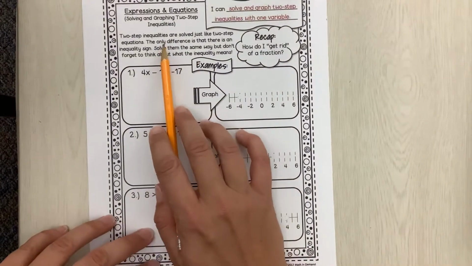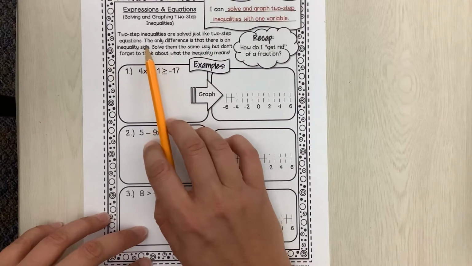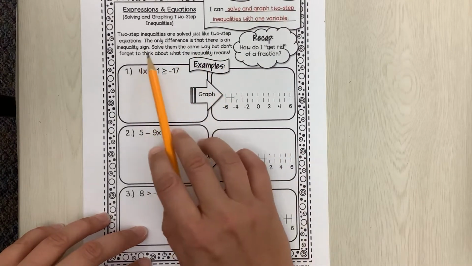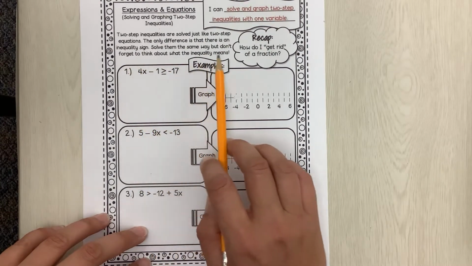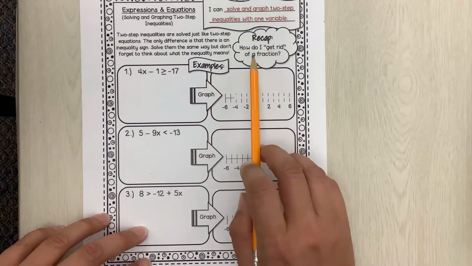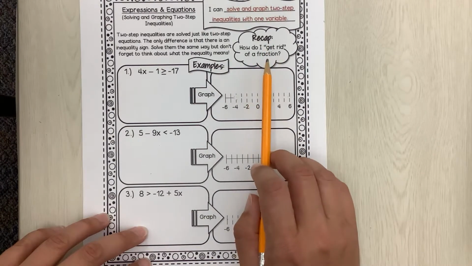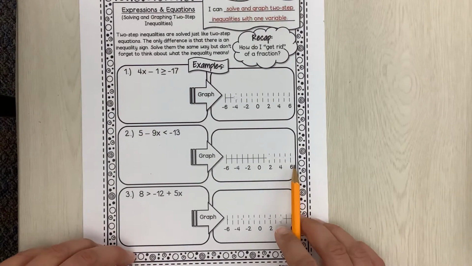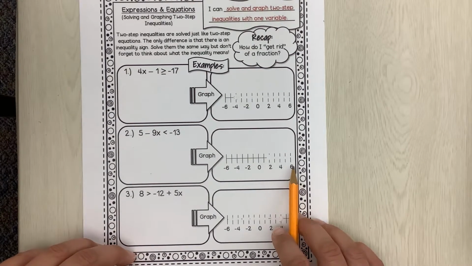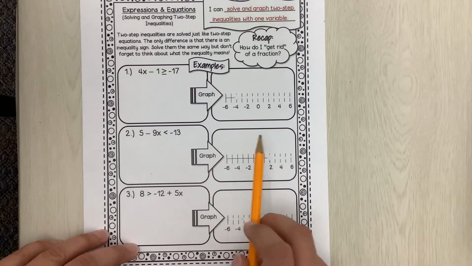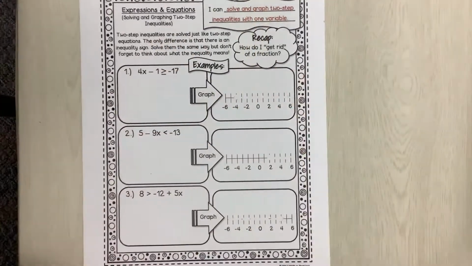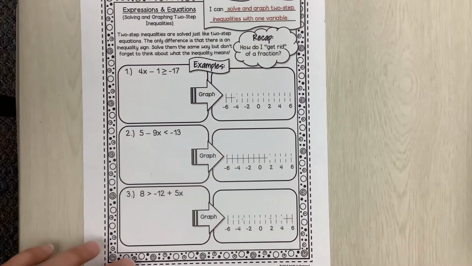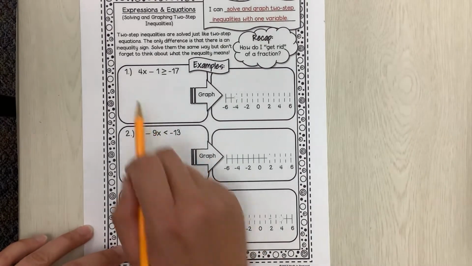It says two-step inequalities are solved just like two-step equations. The only difference is that there is an inequality sign. Solve them the same way, but don't forget to think about what the inequality means. Recap, how do I get rid of a fraction? Does anyone remember? I hope you were thinking in your mind that you use the reciprocal. Reciprocal is when you flip it and multiply, okay? So let's go ahead and do some of these examples.